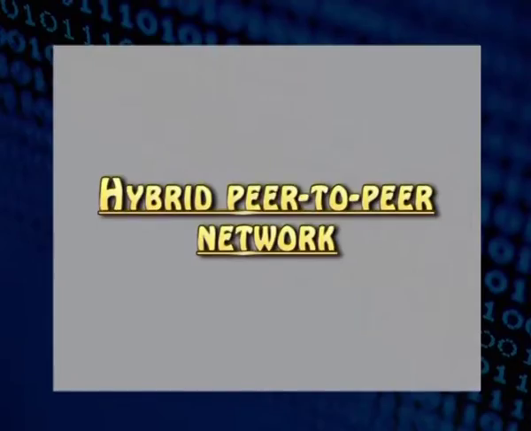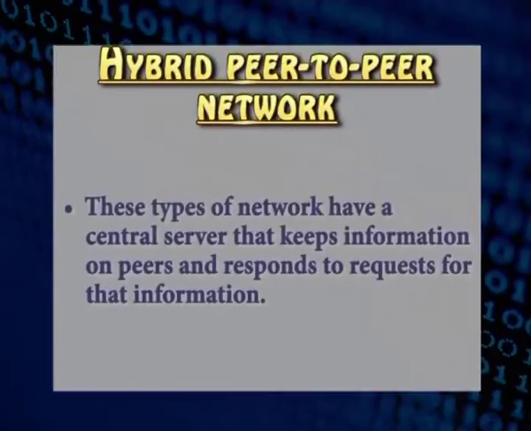Second type is hybrid peer-to-peer network. These types of networks have a central server that keeps information on peers and responds to requests for that information. Peers are responsible for hosting the information, as the central server does not store files, and for letting the central server know what files they want to share.